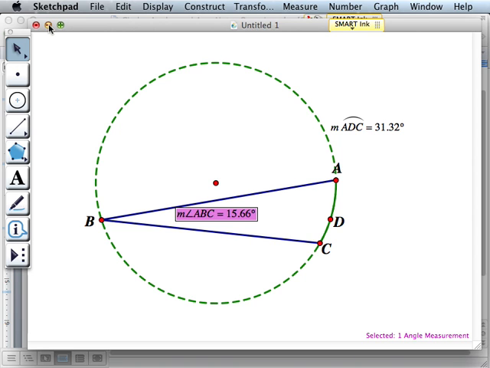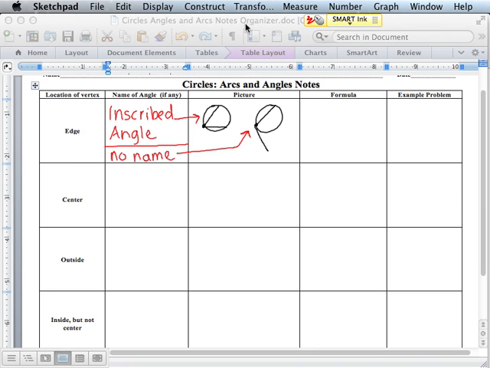So I'm going to minimize this. I'm going to come in here and write my formula. So my formula says that the arc is twice the angle, or you can say the angle is half of the arc. So I'm going to write angle equals 1/2 arc. Okay, angle equals 1/2 arc.